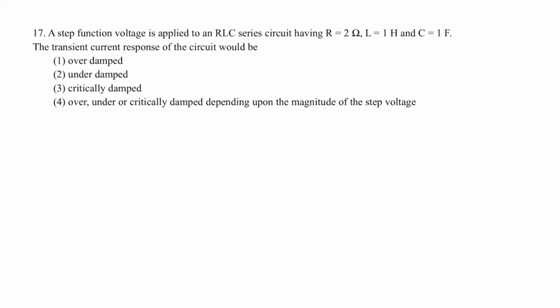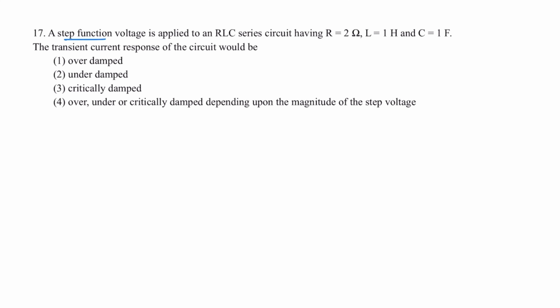In the question, a unit step function is given. So unit step function is a DC voltage source. For obtaining the natural response or transient response in the solution, there should be no external source. So therefore, the characteristic equation for the series RLC circuit is not affected by the presence of DC voltage source.